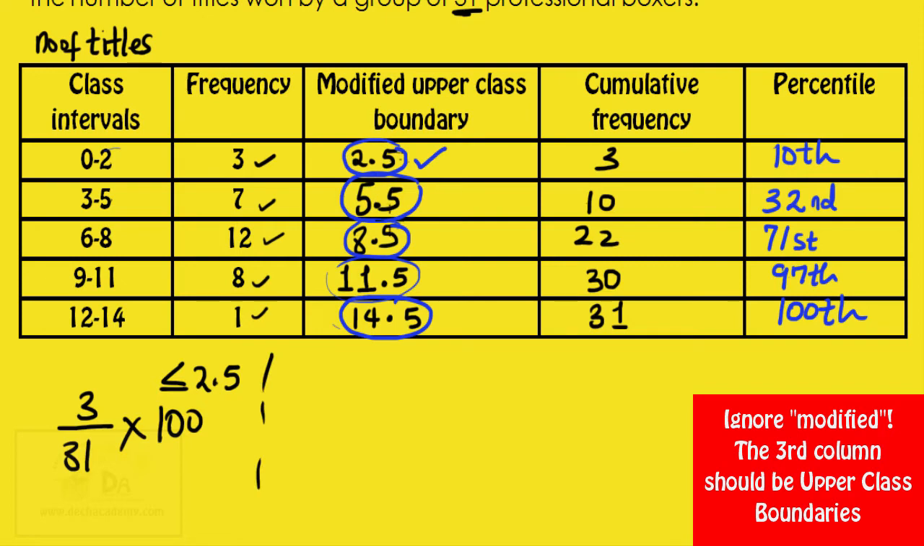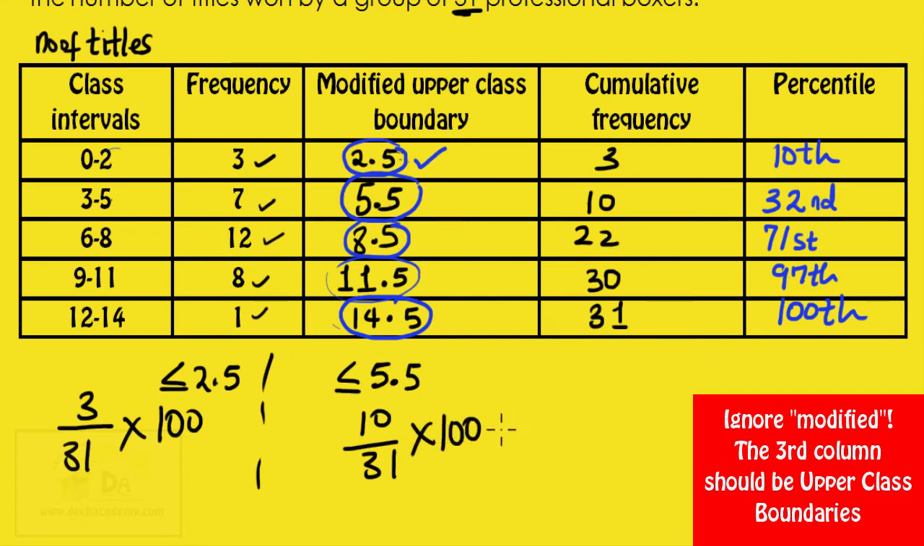To determine the percentile for an upper class boundary of 5.5 titles, you have to ask yourself, how many people have won at most 5.5 titles? So, less than or equal to 5.5. Well, that's what this cumulative frequency of 10 tells you. It tells you that 10 boxers have won at most 5.5 titles. So 10 out of the 31 boxers have won at most 5.5 titles.